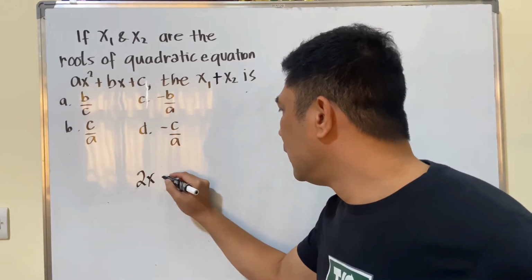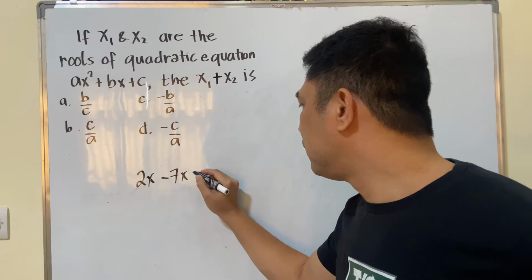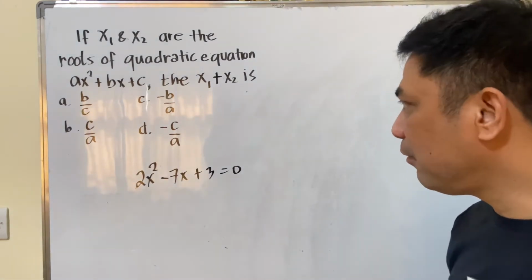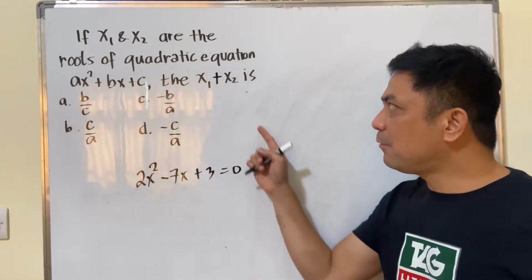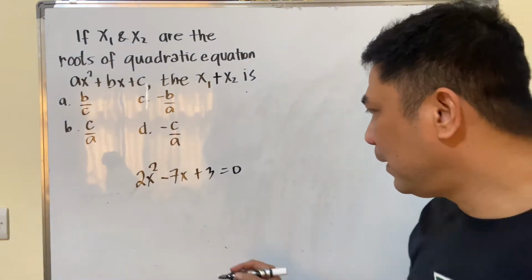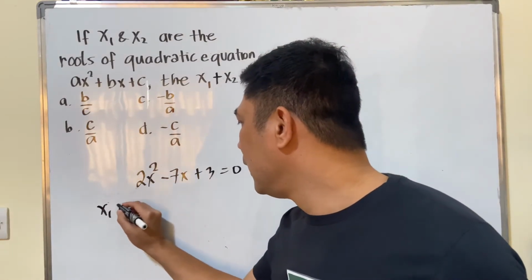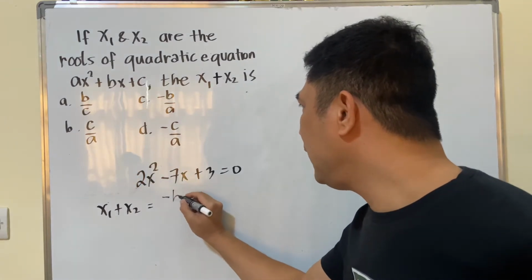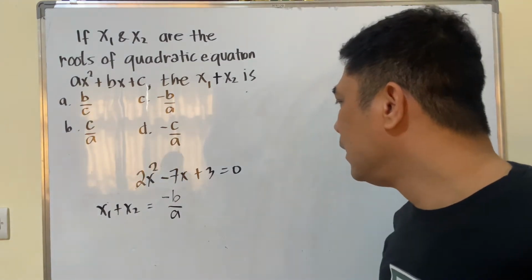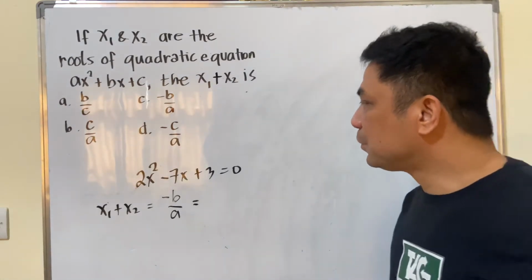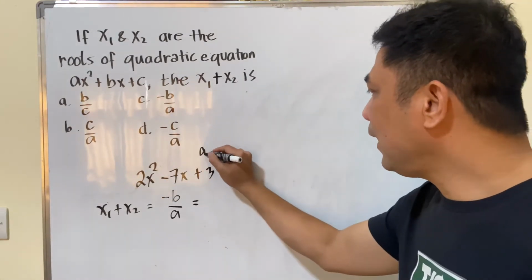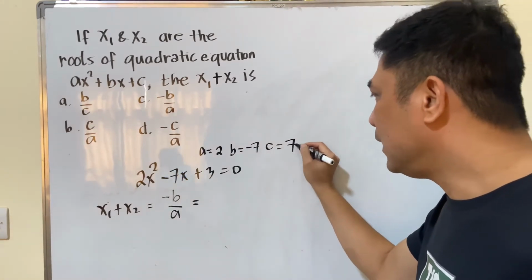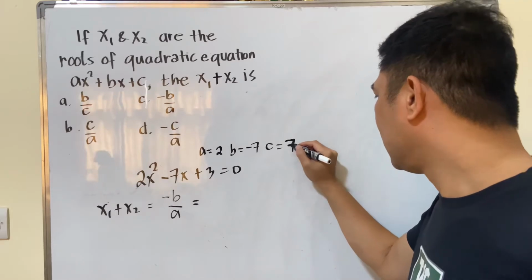2x squared minus 7x plus 3 is equal to 0. So if we are asked to find the sum of the roots of this quadratic equation, by applying our formula, x1 plus x2, which is, as we arrived a while ago, negative b over a. So on this one, we have a which is equal to 2, b is equal to negative 7, and our constant is 3, okay?